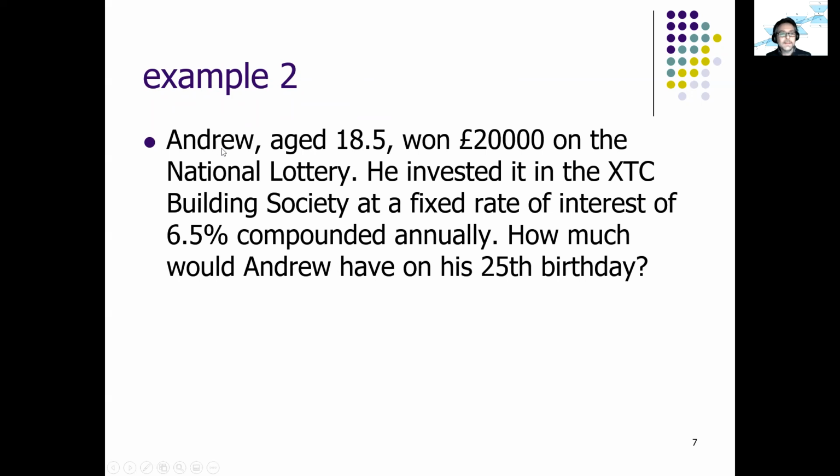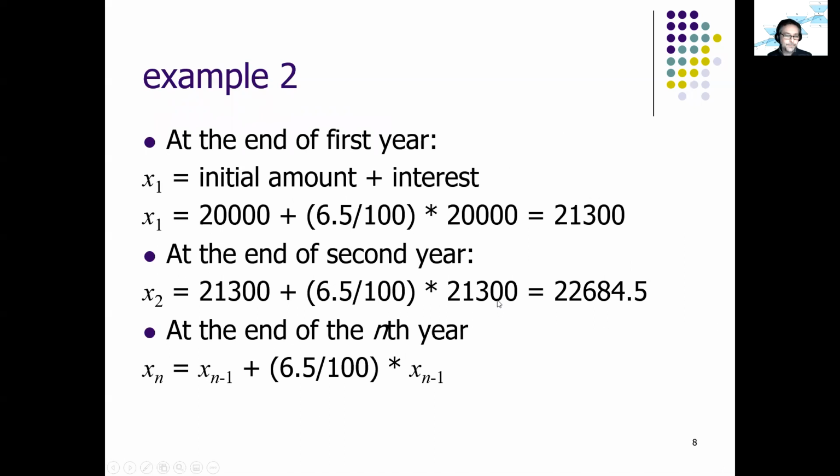So it comes from finance. As you can see here, Andrew is 18.5 years old, won 20K in the lottery, and invests this money in an account with a fixed rate of interest, 6.5%, which is compounded annually. And we want to know how much money Andrew is going to have on his 25th birthday.